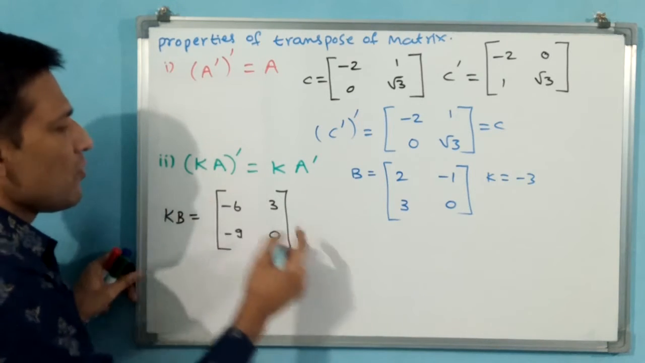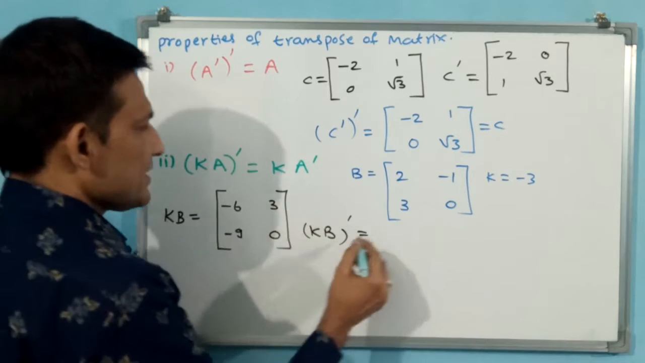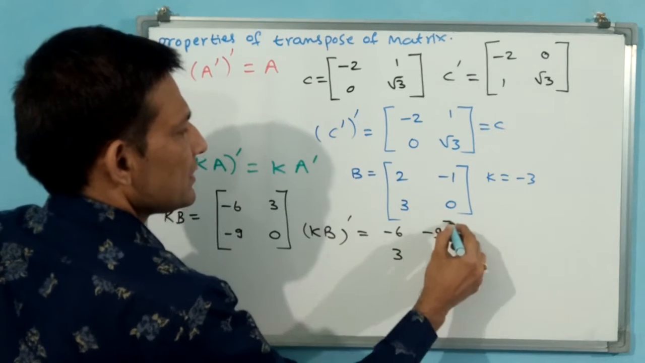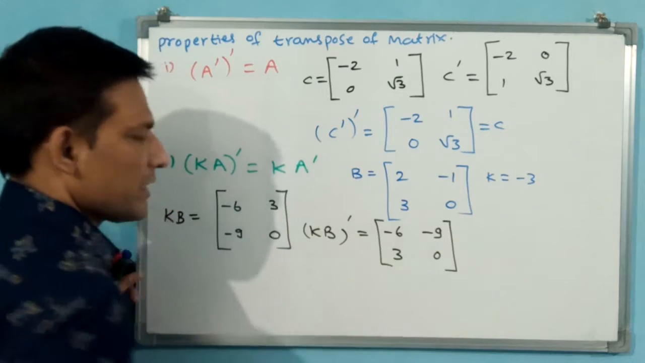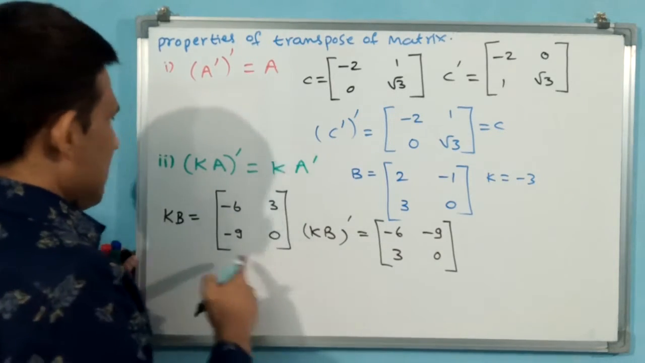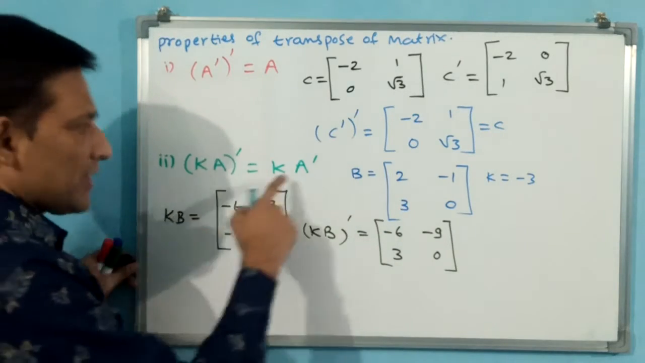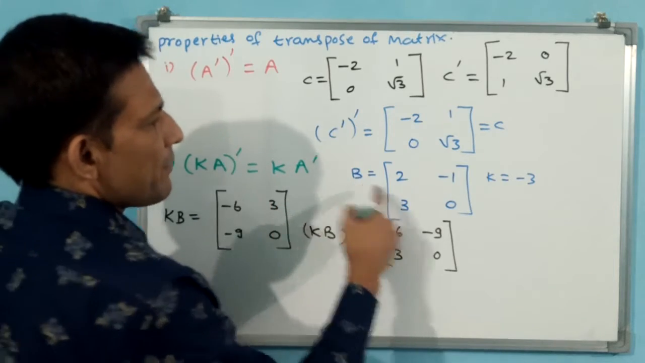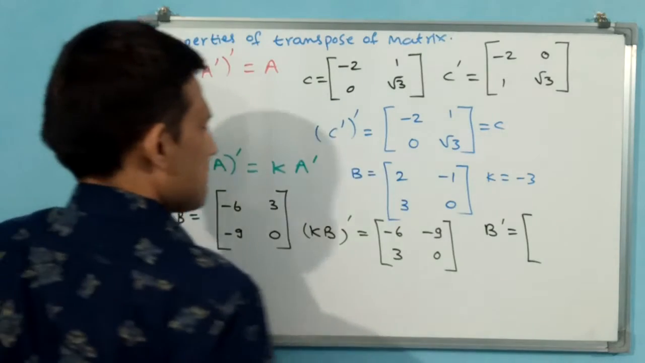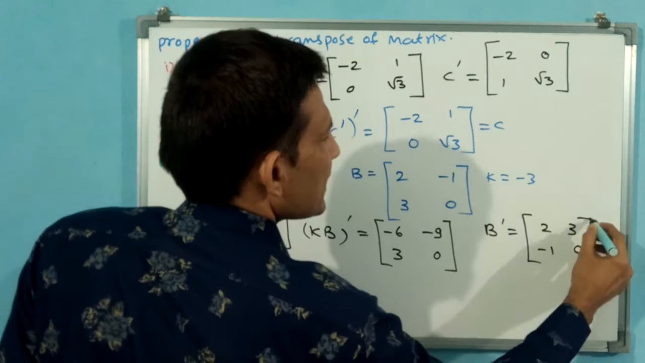But you want Kb whole transpose. Kb whole transpose is equal to minus 6, 3, minus 9, 0. Okay, this is LHS. Then RHS also you see. Now, rather than Kb, first you transpose only B. B transpose is equal to 2, minus 1 as the first row. The second row of B will become the second column.